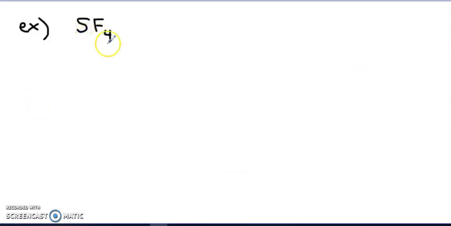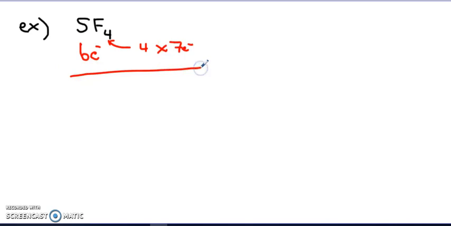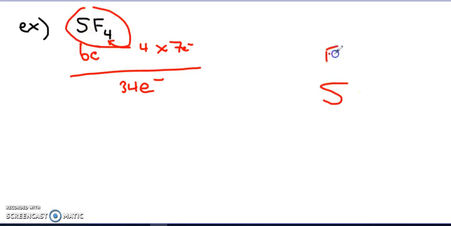Okay, so here we have SF4. So again, we're going to do our electron bank. Our sulfur has 6 electrons. Our fluorines, there's 4, and each one of them has 7. So in total, we are going to have 34 electrons. Okay, so looking at the ratio, we know sulfur's in the middle, and we're going to have our 4 fluorines around.